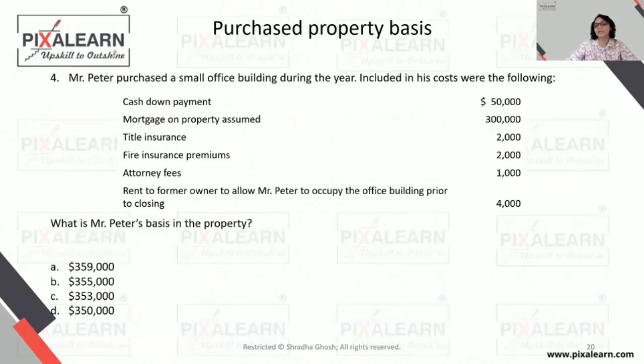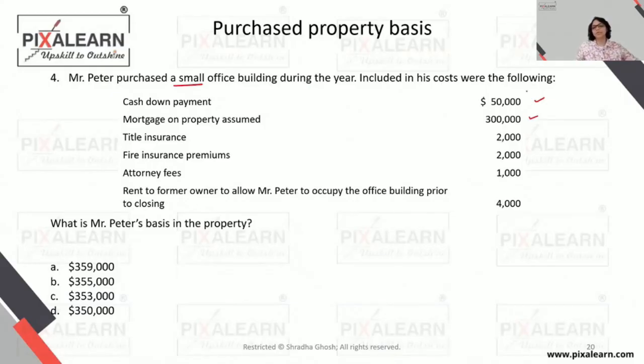Okay. Next question. What is Mr. Peter's basis in the property? Can you guys give me the answer for this? I'll wait for a couple of minutes till you solve this. Mr. Peter purchased a small office building during the year. Included in his costs were the following. There's a down payment, and he took a loan of 300. He paid title insurance, fire insurance, attorney fees, and he also paid rent to the former owner to allow Mr. Peter to occupy the office building prior to closing. How much of these costs can be capitalized? Give me the answer. Don't rush. Take it a little slowly. Others, I'm waiting for your answer.